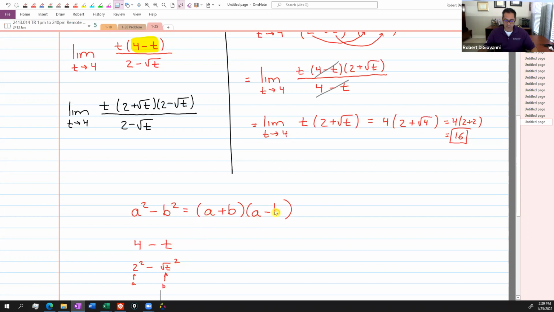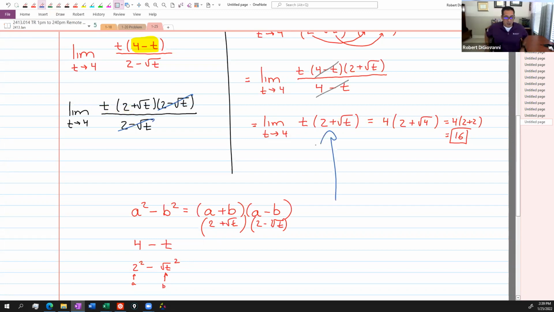And so this formula will work. I just replace that with 2 plus root t, 2 minus root t. And it's the same thing. And see, what's nice about doing it this way is that that cancels right away. And now you've got this, which is the same as this piece right here.